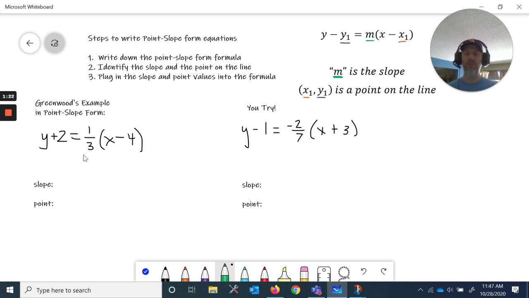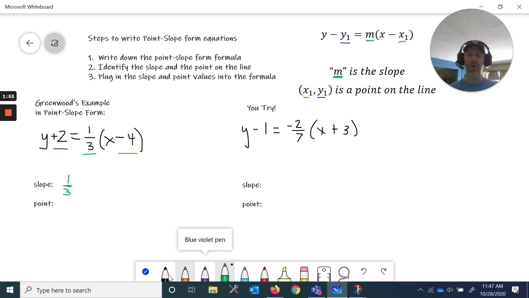In my equation, here is my slope, my 1/3, and I can always tell it's that number right in front of the parentheses. Sometimes it's a fraction, sometimes it's a whole number. It can be positive or negative. My x value is always going to be over here, and my y value is going to be over here. All right, so for my equation, my slope is 1/3. And then a point on this line from this equation is going to be 4 comma negative 2.